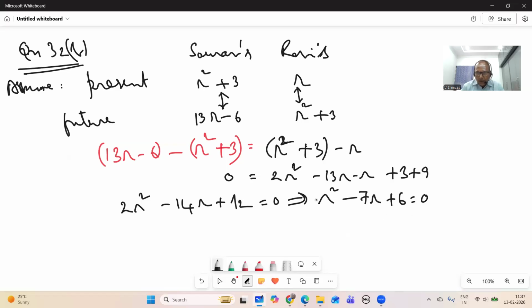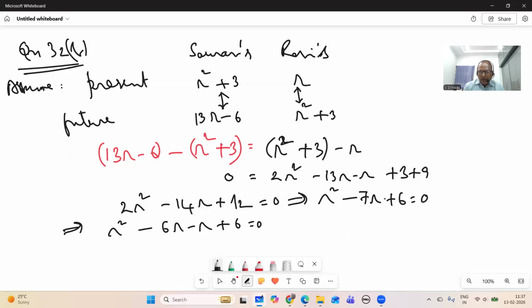Now 1 into 6 is 6 and 6 into 1. The factors for 6 are 1 and 6, and the factors for 6 are minus 6 and minus 1. Their sum is minus 7. So you can write this as r square minus 6r minus r plus 6 is equal to 0. I'm writing minus 7r as minus 6r minus r. And we know minus 6 into minus 1 is plus 6. That is a into c.